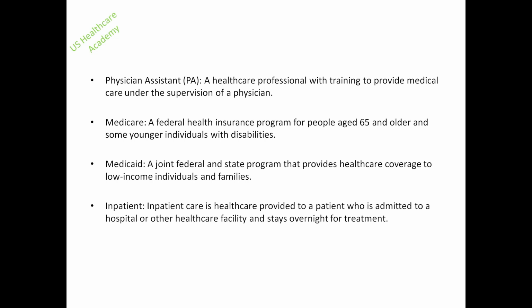Okay, Medicare. Medicare is a federal health insurance program for people aged 65 and older, and some younger individuals with disabilities. So Medicare is nothing but a government program, and it is given to people who are above 65 years of age, and in some cases to younger individuals with disabilities. Medicaid. Medicaid is a joint federal and state program that provides healthcare coverage to low income individuals and families. Quite self explanatory.